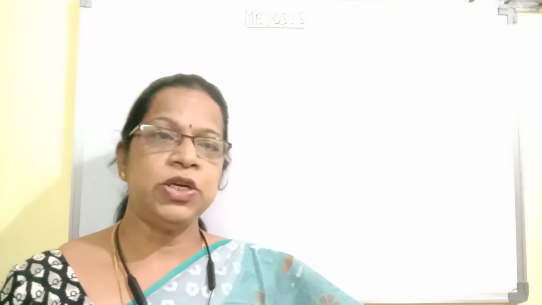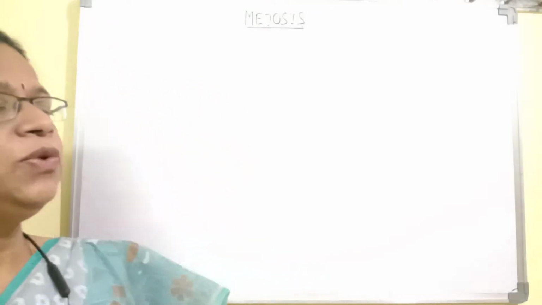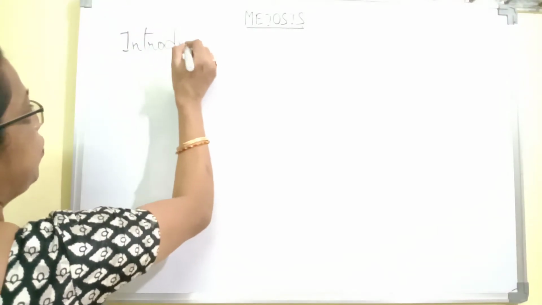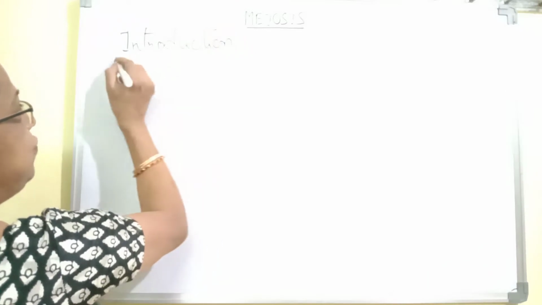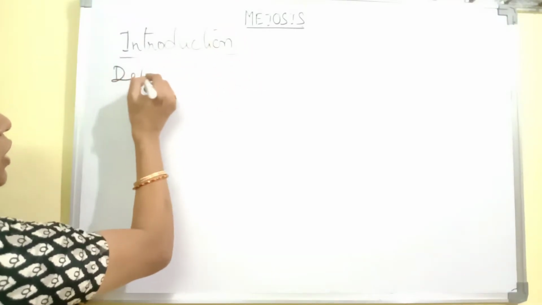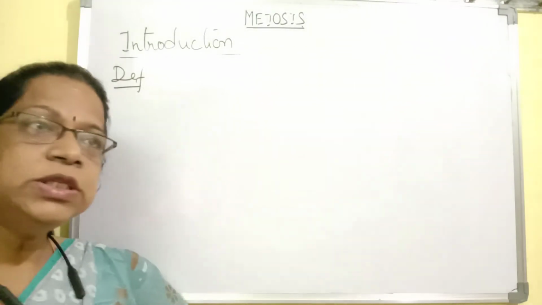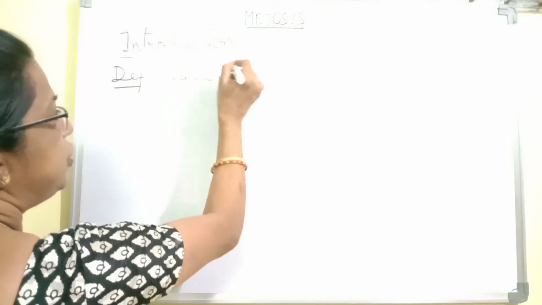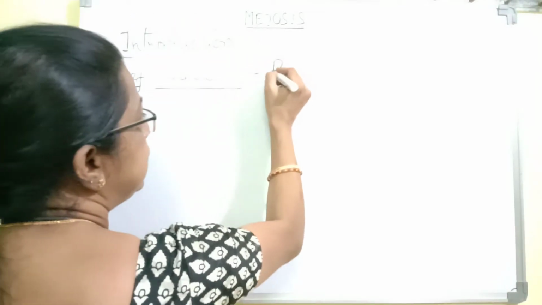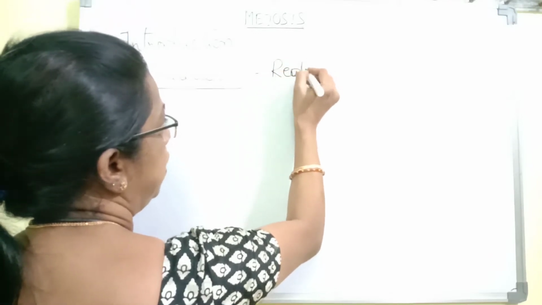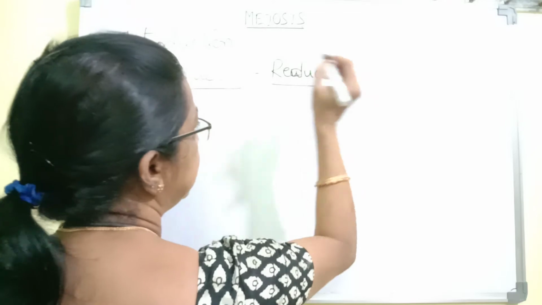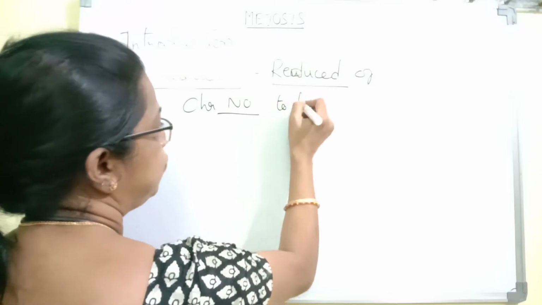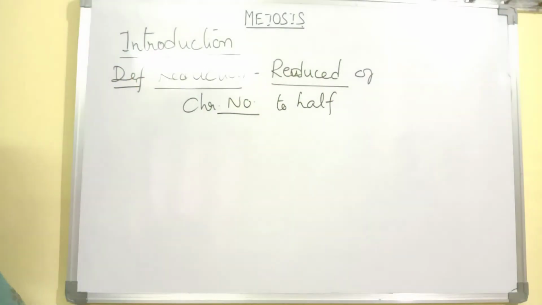So let us get into the topic. So meiosis, first I'll start with the introduction of the topic. Introduction. First I will start with the definition of meiosis. Meiosis is called as reduction division. It is called a reduction division because there is a reduction in chromosome number. Chromosome number is reduced to half in any cell.